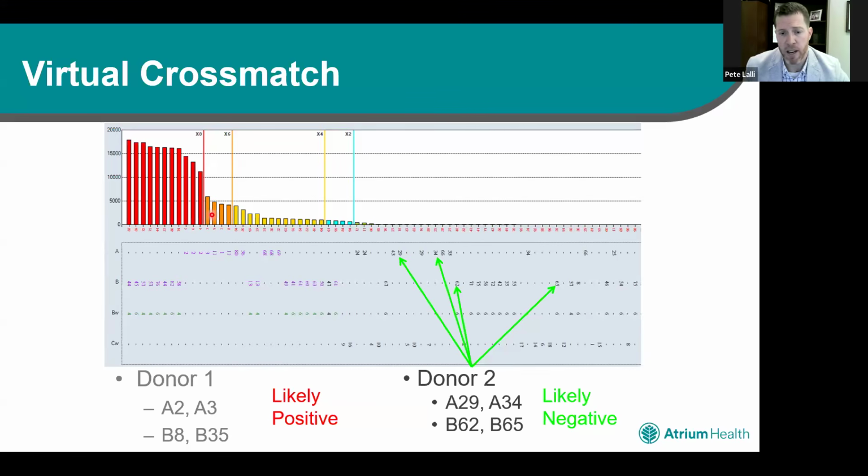But if we have a different donor here with this typing down here, you can see that all of the beads representing those donor proteins are negative. This is likely a negative cross-match. This is a good donor to use for this recipient.